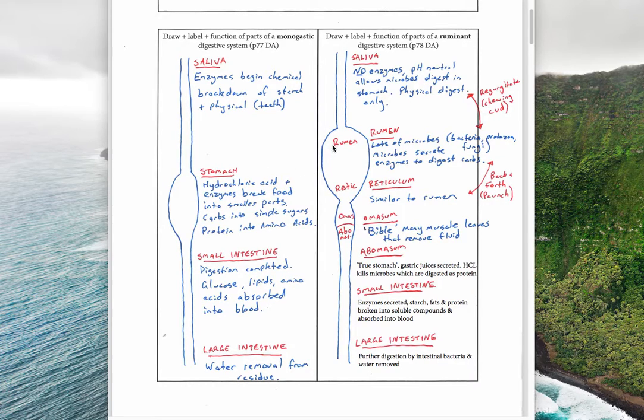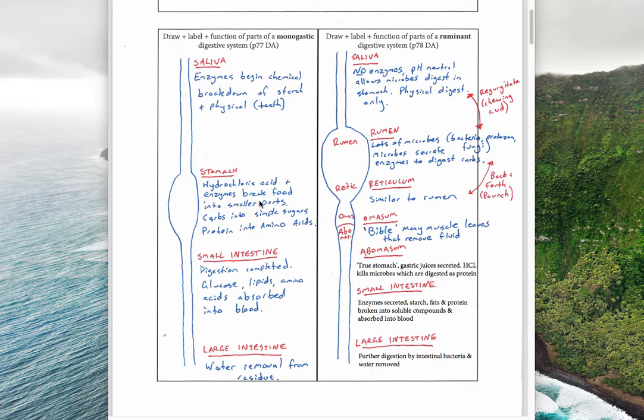When we move on to the stomachs though, they're quite different. The stomach here, the monogastric, has hydrochloric acid and enzymes in its stomach. And the acid means that the acidity, the pH, is very low. It's around about 2 or 3 in the monogastric stomach in humans, in pigs, in horses.